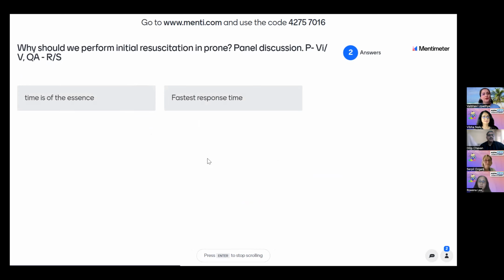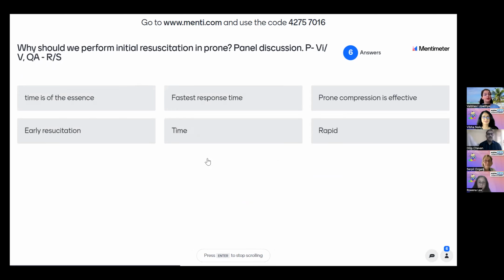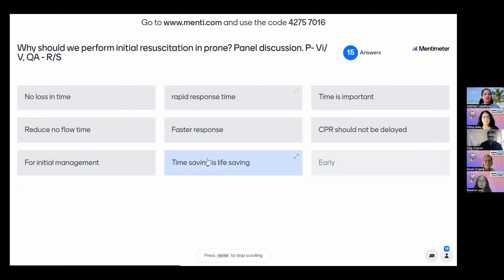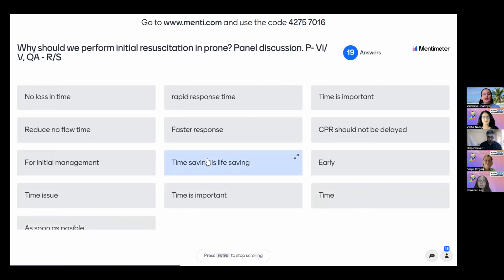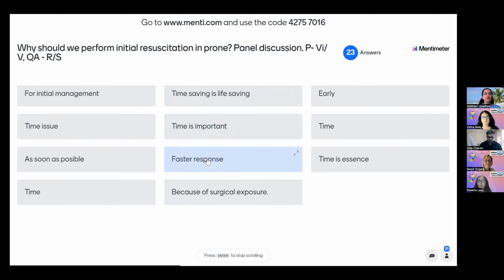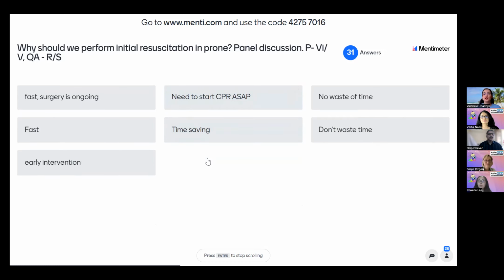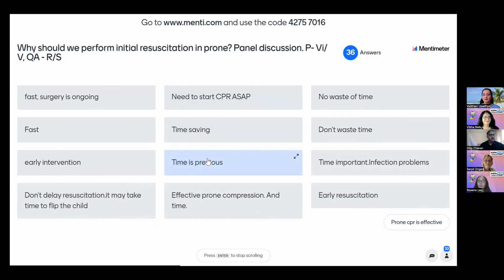Okay, so let's go to the why. Why should we perform initial resuscitation in prone? I mean, there should be some scientific reasons for the same as well. For this, I invite all the participants to write the reasons that appeal to you, that why should we resuscitate in prone and not flip the patient supine immediately. And I would request the panel, Dr. Vibha and Dr. Rushali, to interact with the participants regarding this.